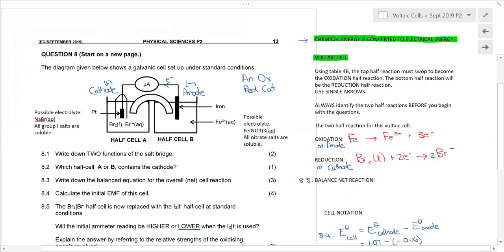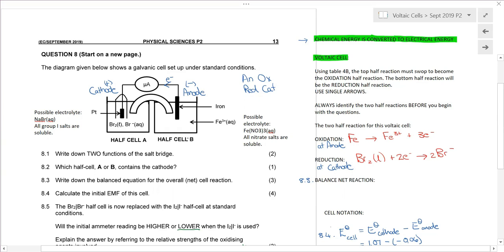Before you begin your question, you must always identify your two half reactions, because they will help you so much with answering the questions. The two half reactions for this voltaic cell, let's first look at the sketch. We have bromine liquid and bromide ions in half cell A.